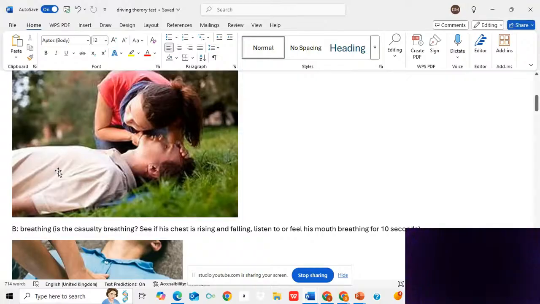So try to check the breathing of the casualty for 10 seconds at least. Okay? Try to check if his chest is rising and falling. Listen and feel his mouth breathing for at least 10 seconds.